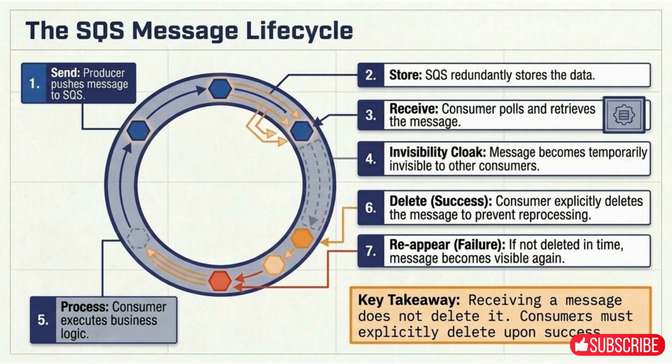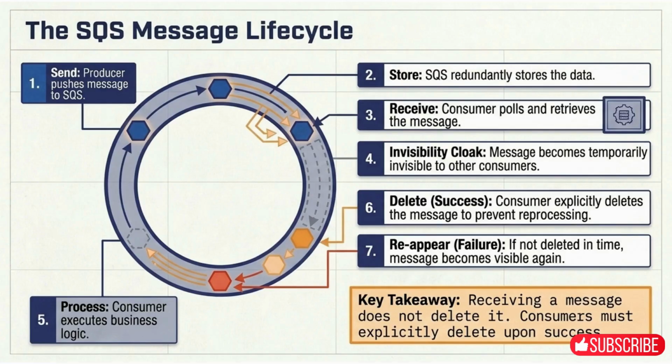Now follow one message through its complete lifecycle. First, a producer sends the message, and SQS stores it durably. A consumer then polls the queue and receives the message with a receipt handle. Receiving does not remove the message. Instead, SQS temporarily hides it from other consumers using the visibility timeout.